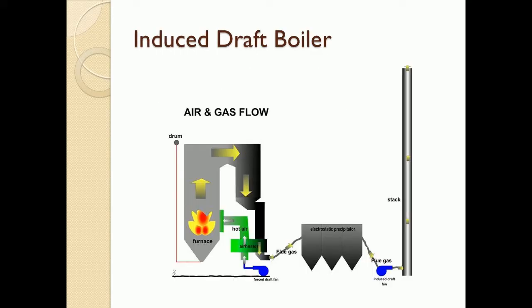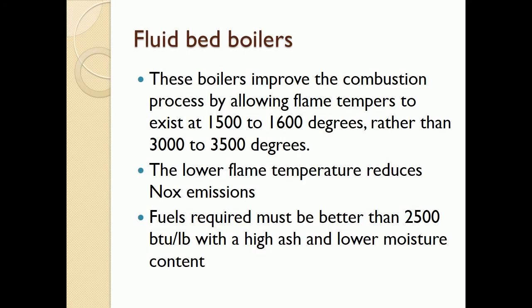Here is an example of an induced draft boiler, where the boiler pressure runs less than atmospheric pressure. Fluid bed boilers. These boilers improve the combustion process by allowing flame temperatures to exist at 1500 to 1600 degrees, rather than 3000 to 3500 degrees. The lower flame temperature reduces NOx emissions.